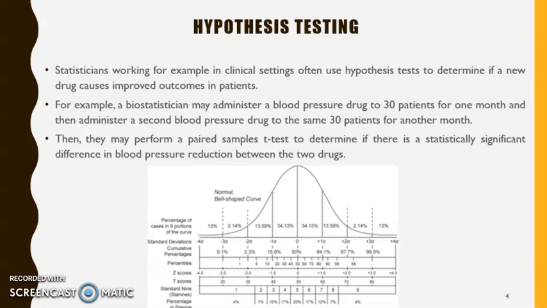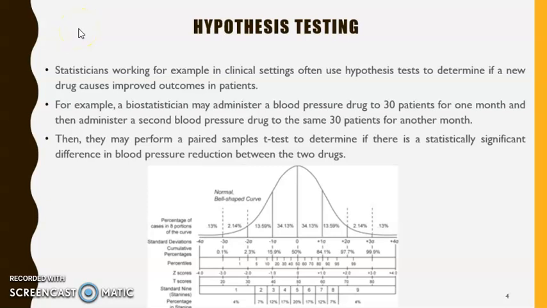It is statistics, although it is based on data, absolutely 100% data, but data with math, with probability, with all the things just to do that. It is called statistics. Here we have an example. Statisticians working, for example, in clinical settings often use hypothesis tests. In every sector, hypothesis tests are being performed to determine if a new drug causes improved outcomes in patients.